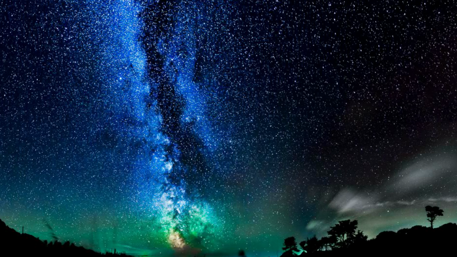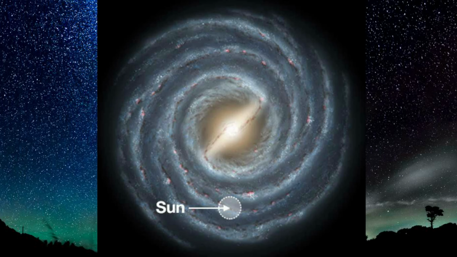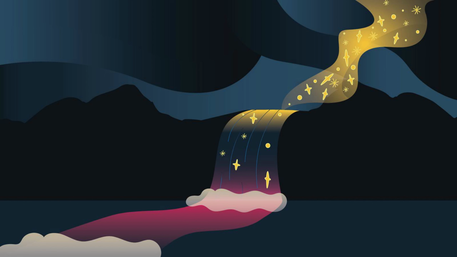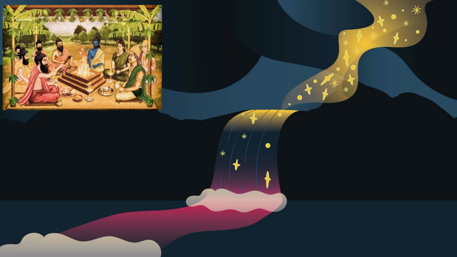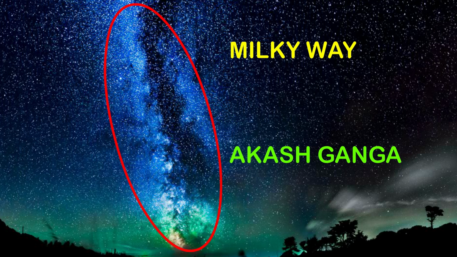Do you notice a broad, whitish band that resembles a white, shining line cutting through the night sky? Millions of stars make up this stellar cluster. The band is the galaxy of the Milky Way. Our solar system is a component of it. It was thought to be a river of light flowing in the sky in prehistoric India. So it was given the name Akashganga.